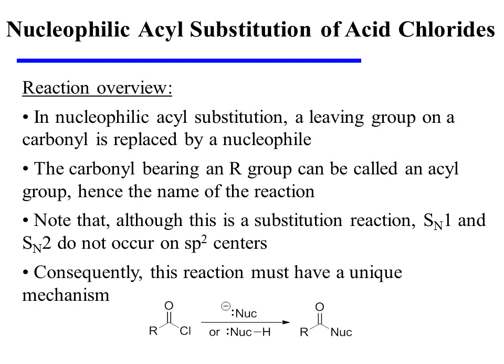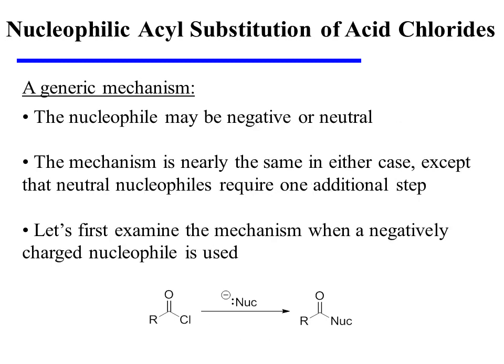Be careful to note that although this is a substitution reaction, SN1 and SN2 reactions do not occur on sp2 hybridized centers. Therefore, this reaction must have a unique mechanism. The nucleophile may be negative or neutral, and the mechanism is nearly the same in either case, except that neutral nucleophiles will require one additional mechanistic step. So let's first examine the shorter mechanism, which occurs when a negatively charged nucleophile is used.